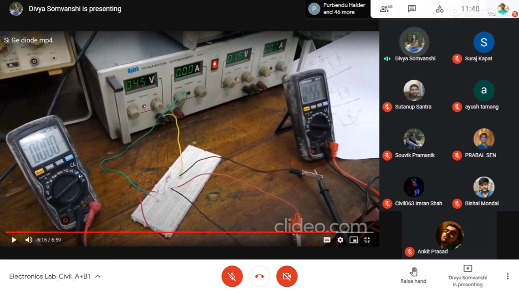But when we change to reverse bias, the current comes in the microampere range because the current is very small. To measure that current, we have to change our knob to the microampere range. Then we are able to see our current, which is very small, in the order of microamperes.